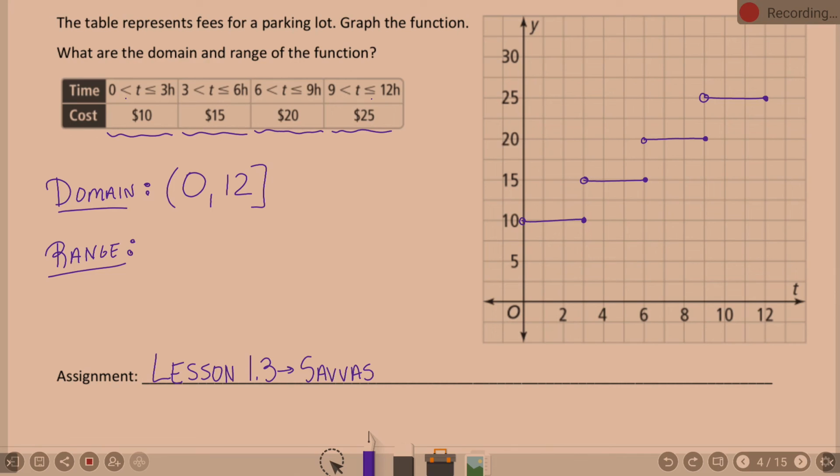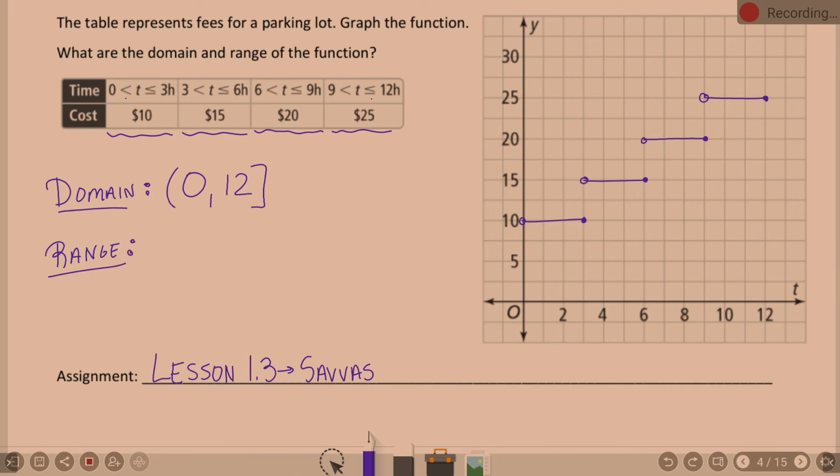What do you think, Savannah? Would it be from 10 to 25? Or would each individual number have to be in its own? I'll talk about notation here in a moment, but we're going to list just specific numbers. Because here's the deal. The first value I could pay is $10, yes? Do I ever pay $11, $12, $13, $14? No. I pay $10, or I pay $15, or $20, or $25.